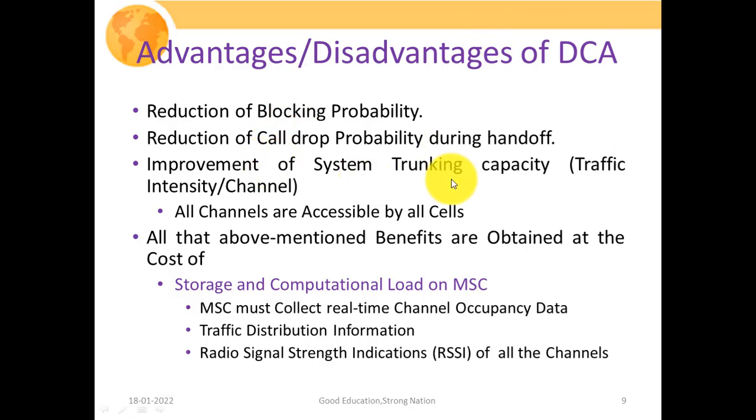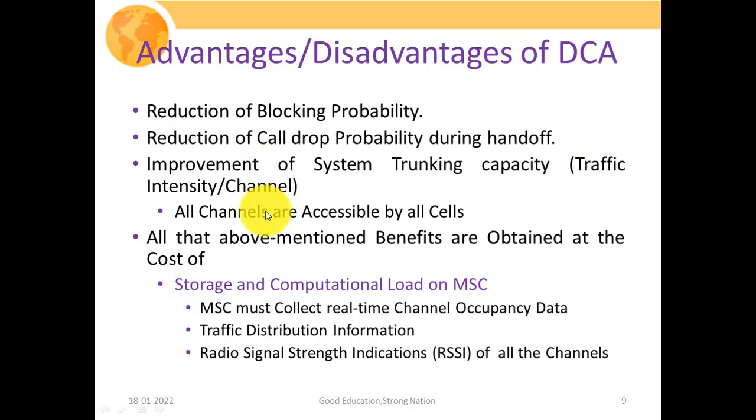Then, improvement of system trunking capacity, where trunking capacity is defined as the traffic intensity per channel, that is, how much maximum information we can transport over the given frequency channels. Since in dynamic channel allocation we use this on-demand functionality, whenever there is a demand imposed by the mobile station, only then is it served by the MSC. So it will definitely increase your trunking capacity, or you could say spectral efficiency.